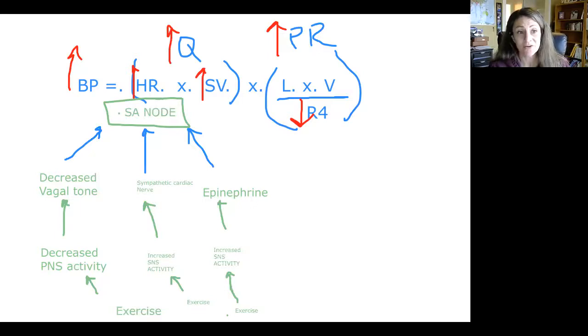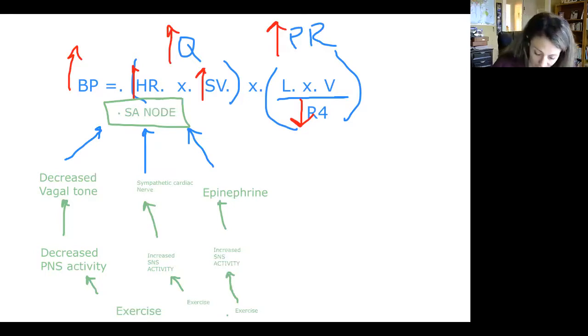Okay, all we're doing here is linking that to blood pressure, because the increases in heart rate will cause an increase in cardiac output, will cause an increase in blood pressure. Okay, so this is explaining the three ways that heart rate is increased during exercise. Okay, any questions on this?